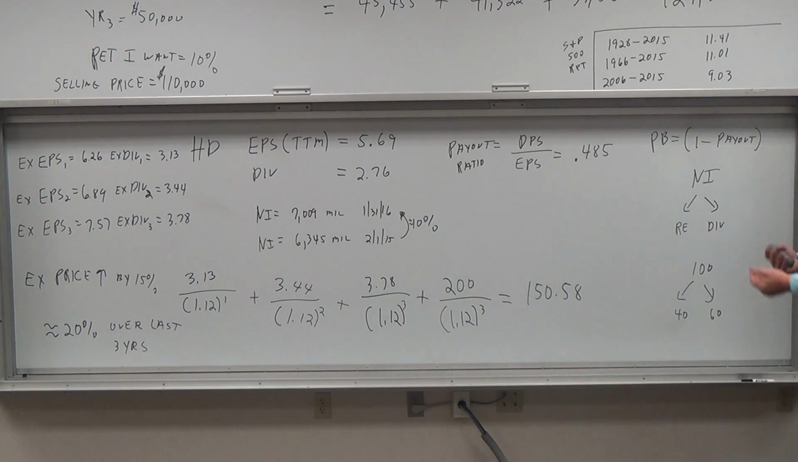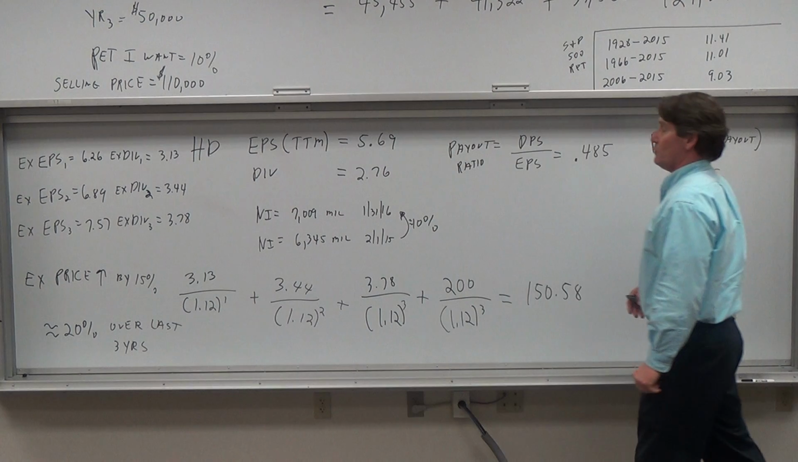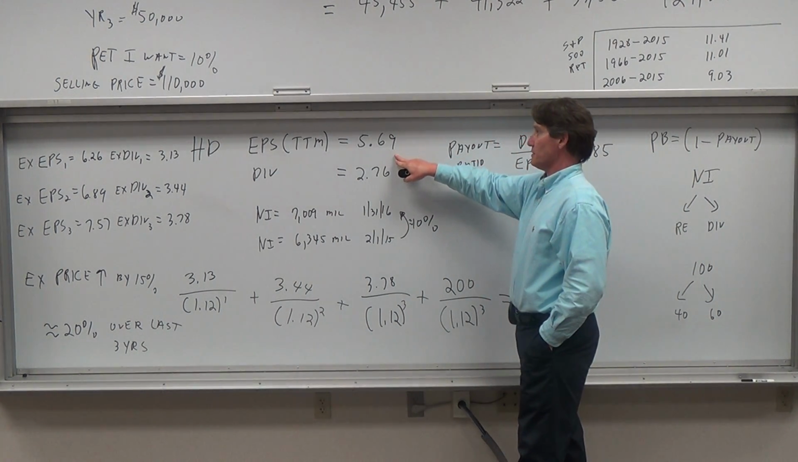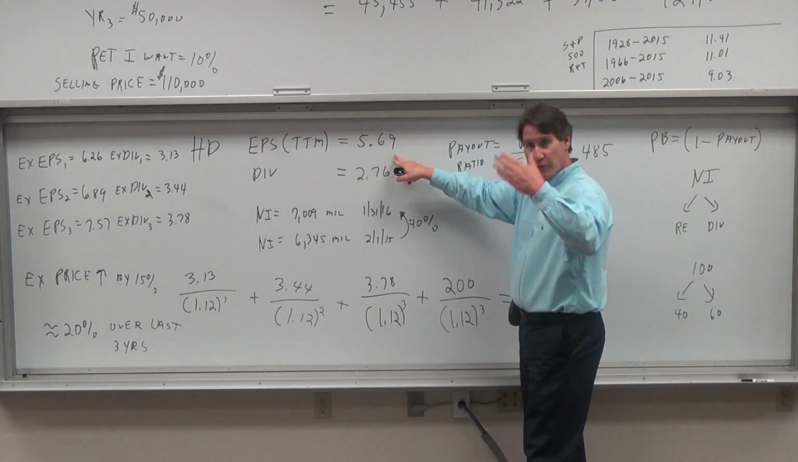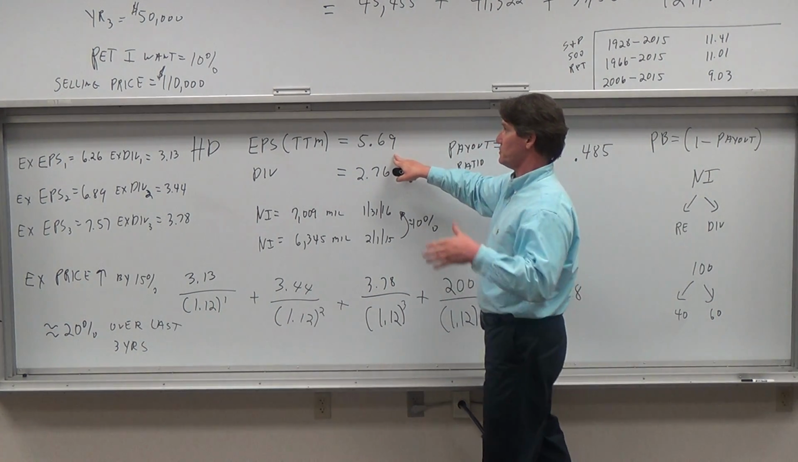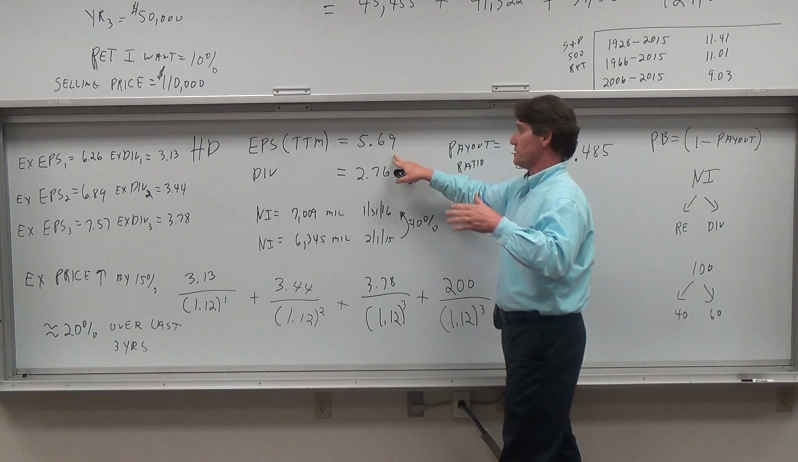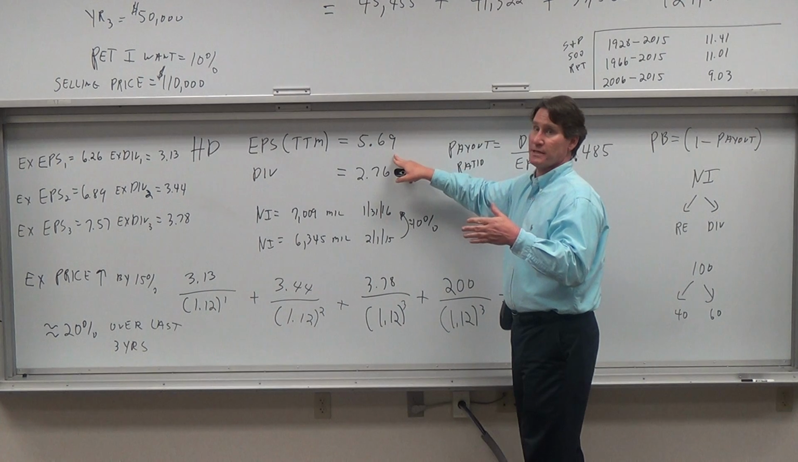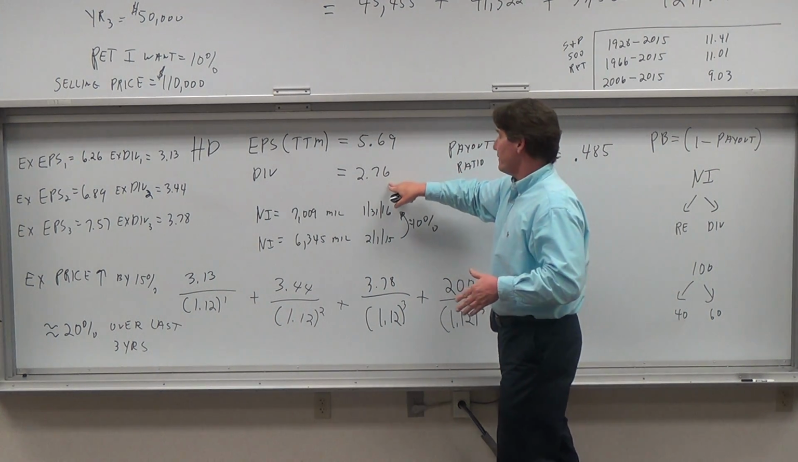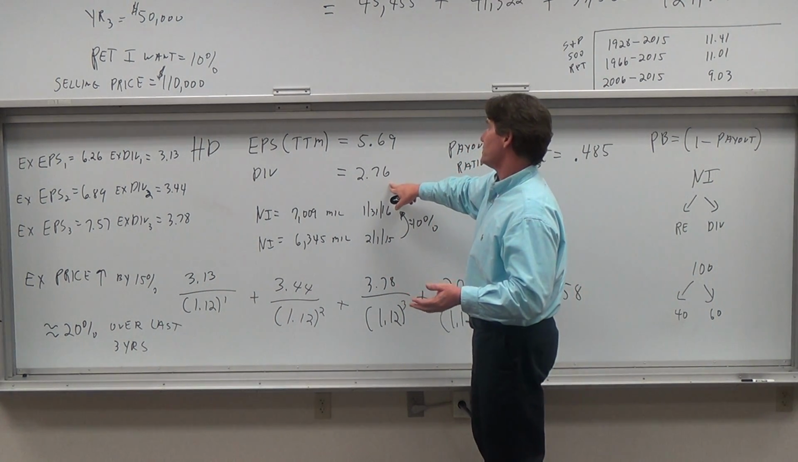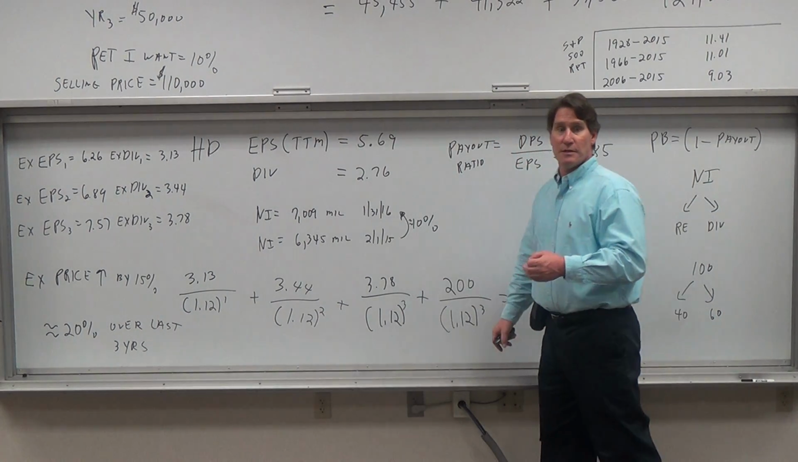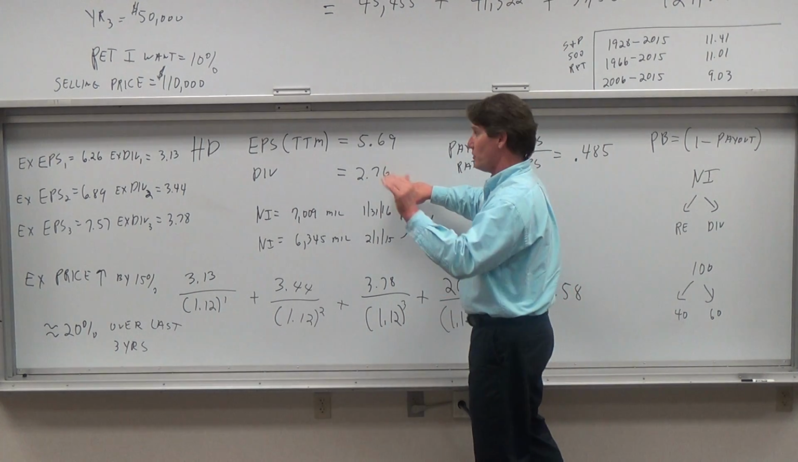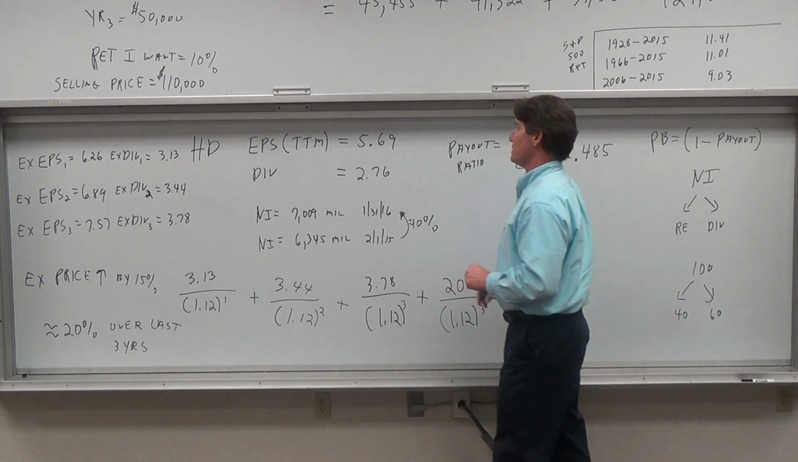So I said, let's look at history. Let's look at what has happened. Well, this past year it paid a dividend of $5.69. So the current earnings per share is $5.69. So it earned this past year $5.69. The dividend it just paid over the last year was $2.76. So it's currently paying a dividend of $2.76, which it earned over the last year, earned $5.69.